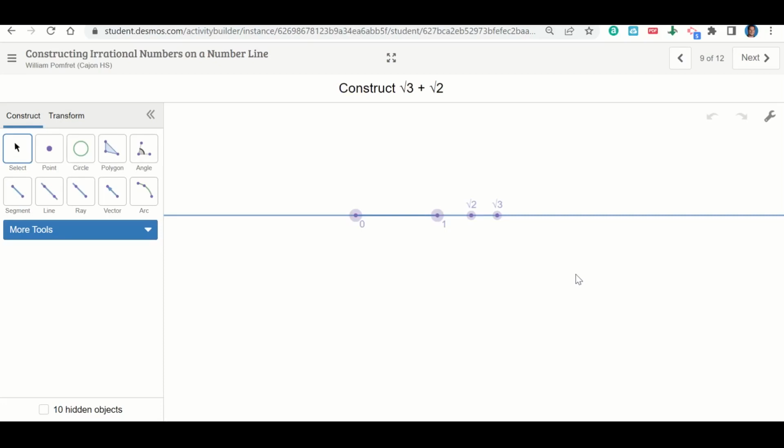Let's talk now about how to add two square roots on the real number line. So in this one, we're going to add square root of 3 plus square root of 2.